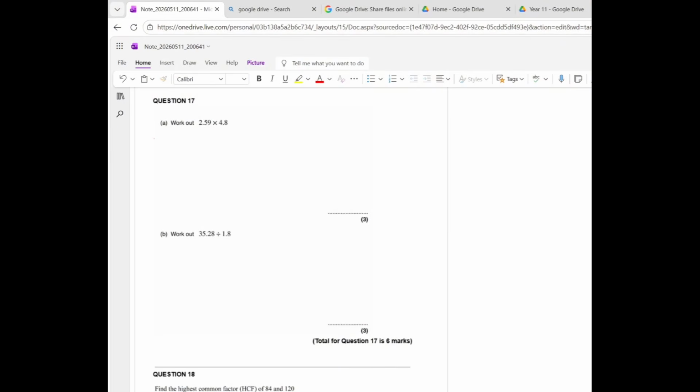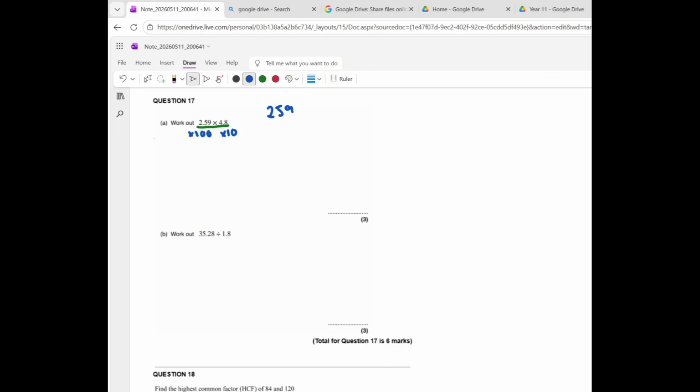So question 17, they're very likely to have a multiplying or dividing question, either with whole numbers or with decimals. Whole numbers are integers, and obviously decimals are decimals. So this has asked me to work out 2.59 multiplied by 4.8. So what I would do is I would take out the decimals, which means I'm multiplying this number by 100 and I'm multiplying this number by 10 to give me 259 multiplied by 48.